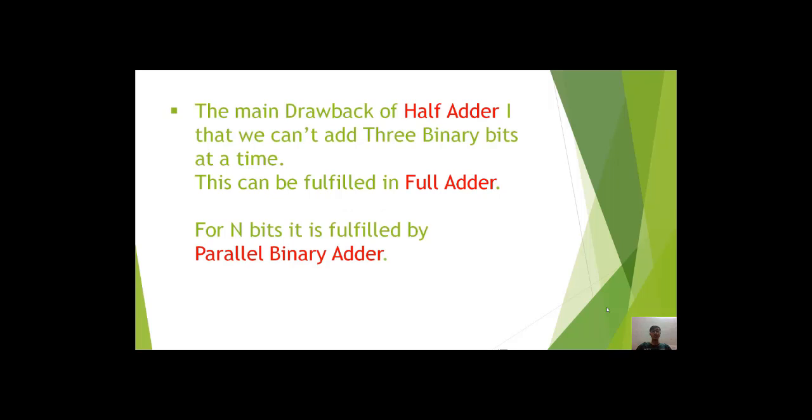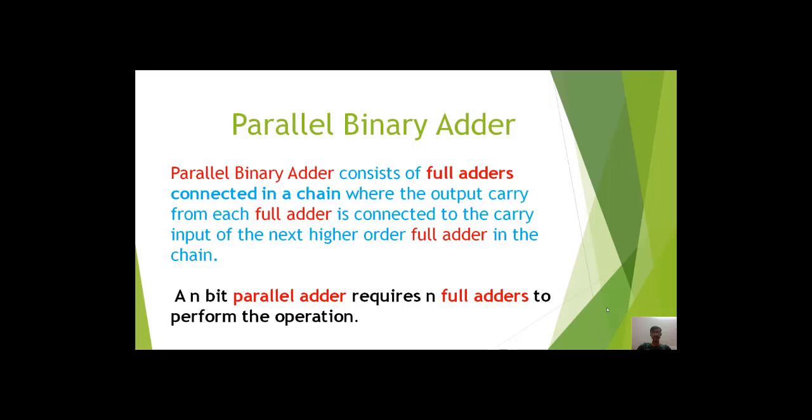Now the main drawback of the half adder is that we can only add two binary digits, but it is fulfilled by the full adder, which can add three binary bits. But for n bits, it is fulfilled by the parallel binary adder.